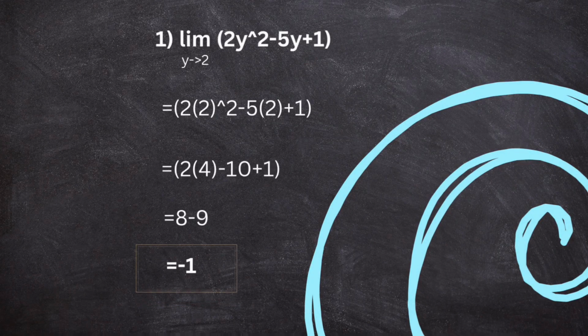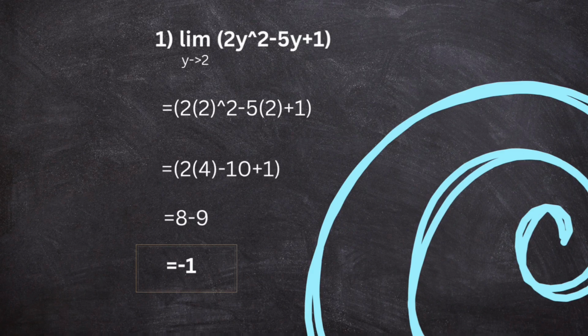For number 1, the given is the limit of 2y squared minus 5y plus 1 as y approaches 2. The first thing we need to do is to substitute the value of y, which is 2, to all our variable y in our given. And it would be 2 times 2 squared minus 5 times 2 plus 1. And now, let's start to simplify it.